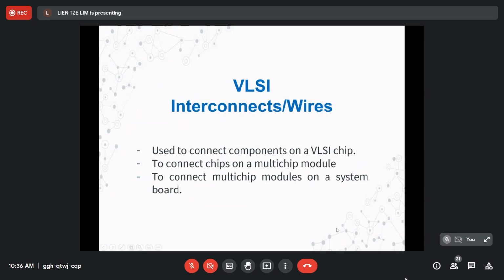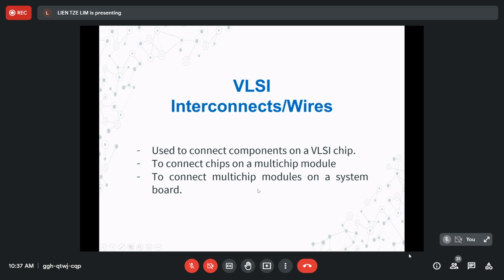This week I will start another topic, VLSI interconnects. The interconnects here means the wire. Some of the characteristics of the wire will be mentioned, and then how the wire can affect the performance of the system will also be mentioned. Interconnect wire is used to connect components on a VLSI chip, and also to connect chips on a multi-chip module, and connect multi-chip modules on a system board.